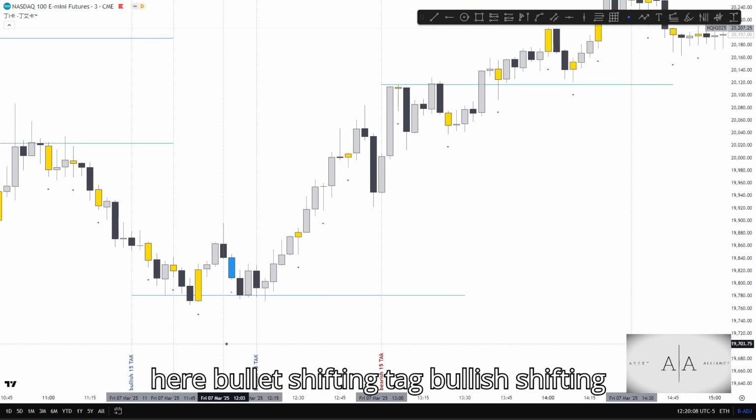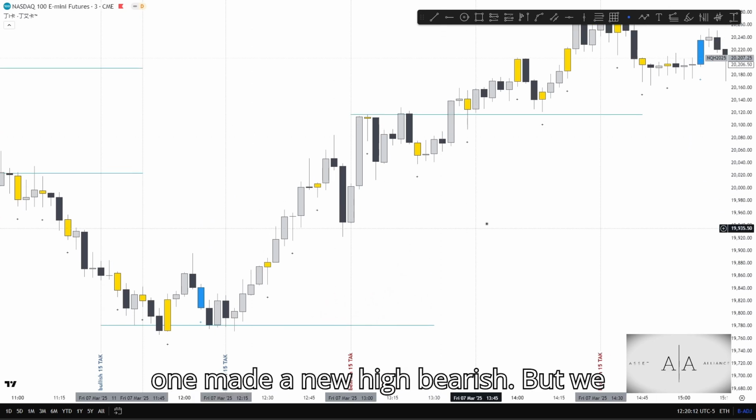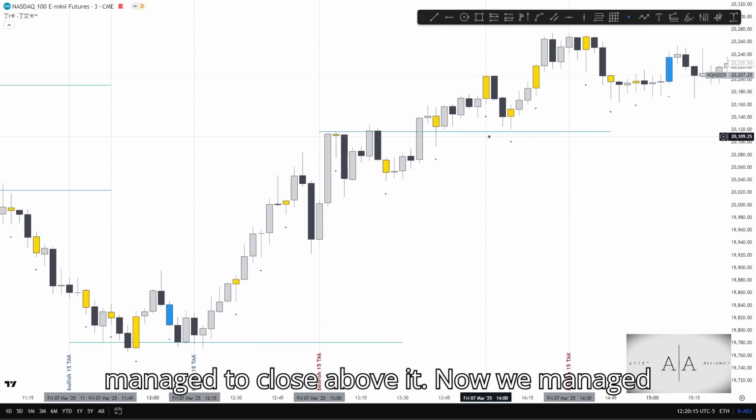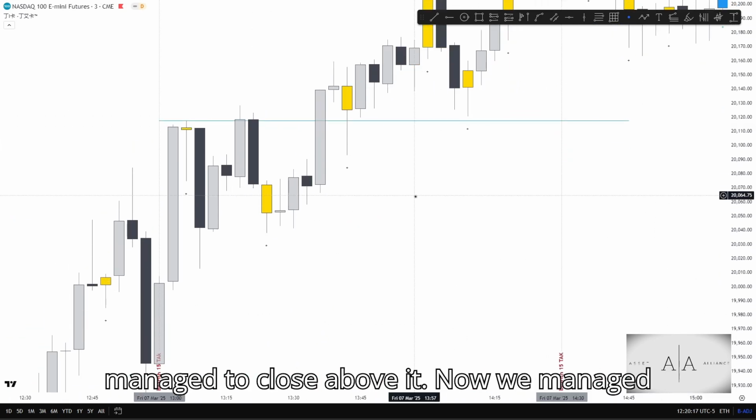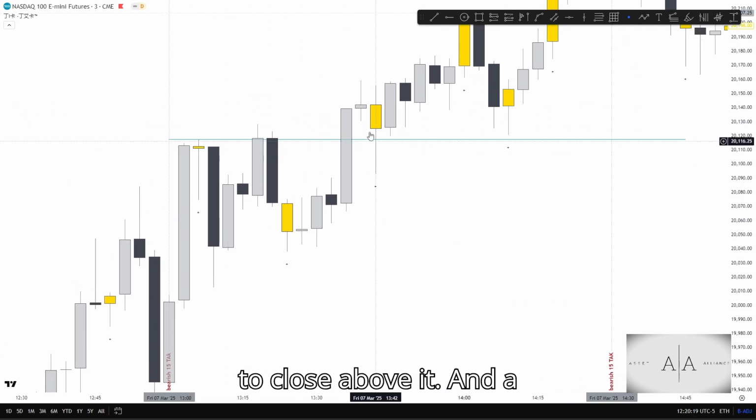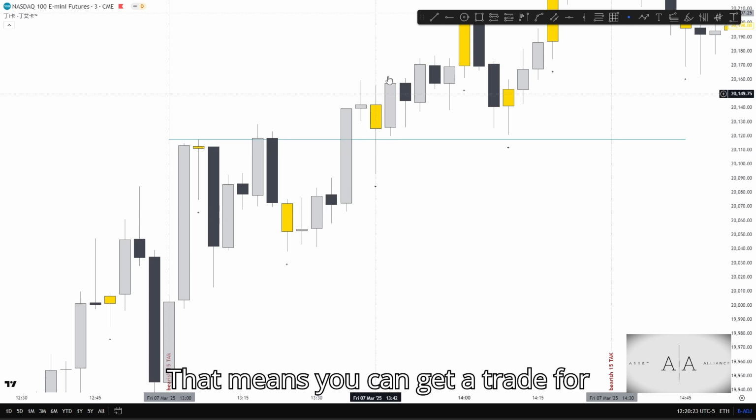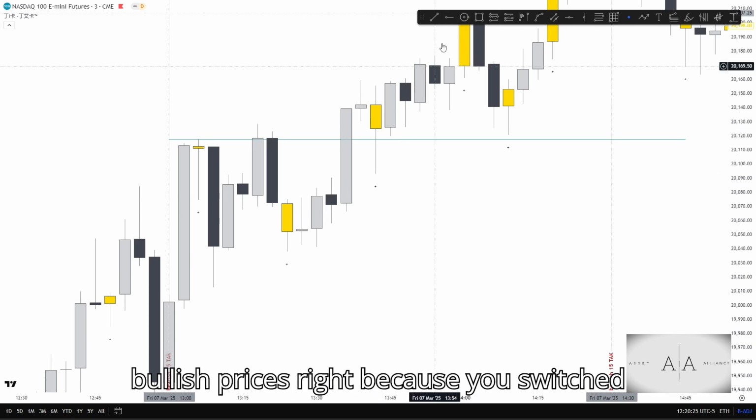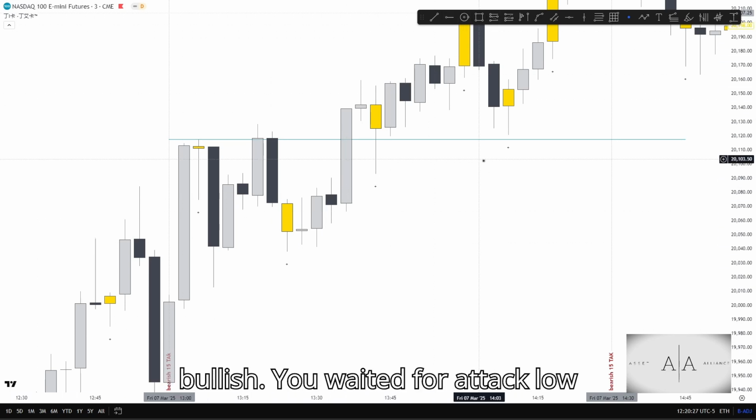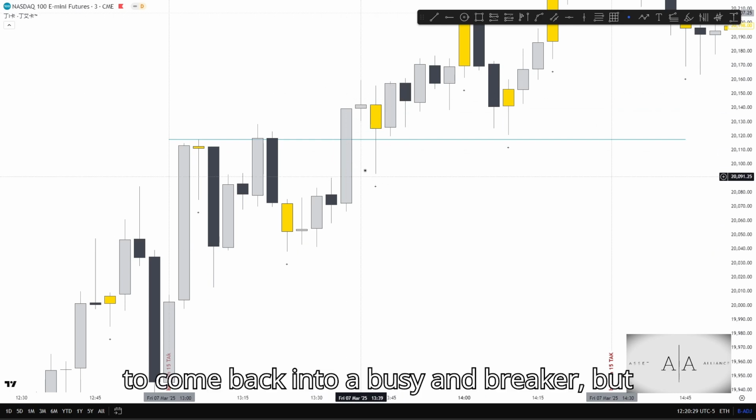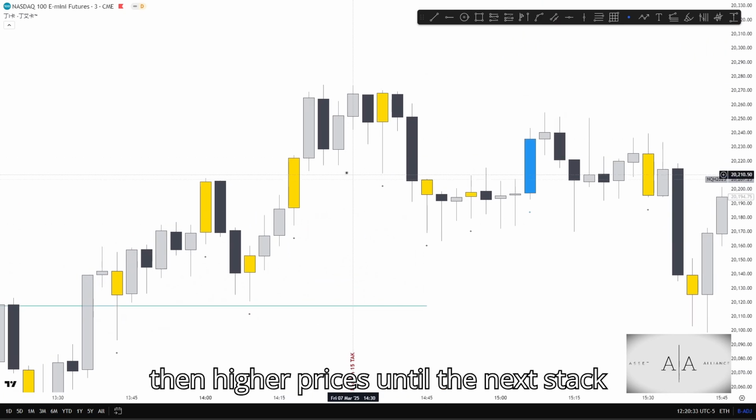So then here, bullish 15 tech, bullish 15 tech, bullish 15 tech. We finished this one, made a new high, bearish 15 tech, but we managed to close above it. Now, we managed to close above it, and a new tech got created right at the high. That means you can get a trade for bullish prices, right? Because you switched bullish, you waited for a tech low to come back into a BCM breaker, but then higher prices until the next tech.